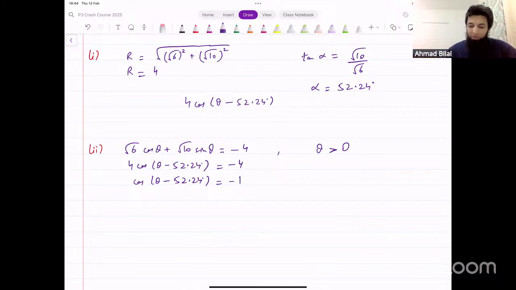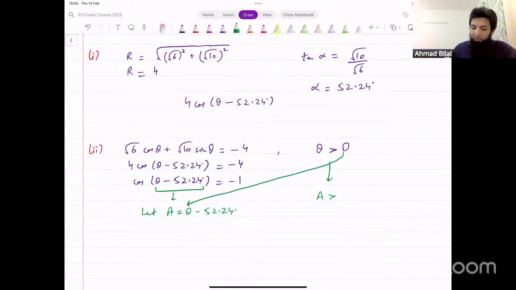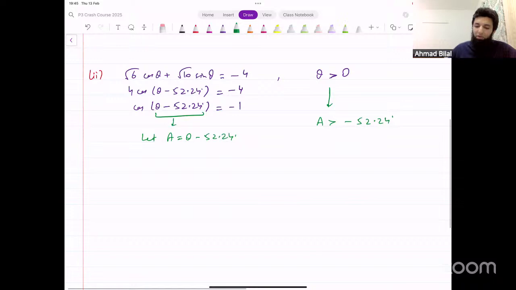What do we do at this point? We can use a substitution. We can say let A equals theta minus 52.24. We have to adjust this interval accordingly as well. If theta is greater than 0, what's the corresponding value for A when theta is 0? A should be greater than minus 52.24. Okay. Now, cos of A equals minus 1.